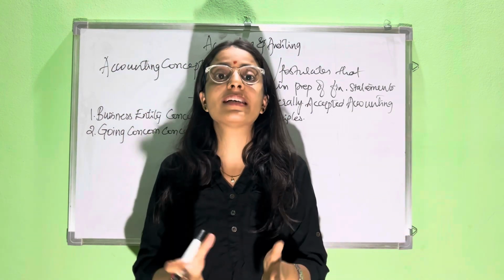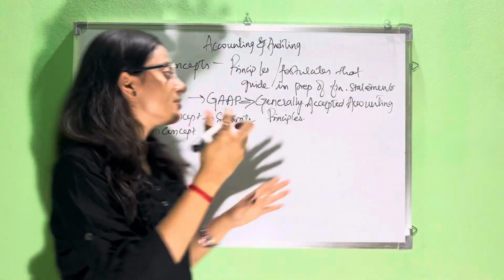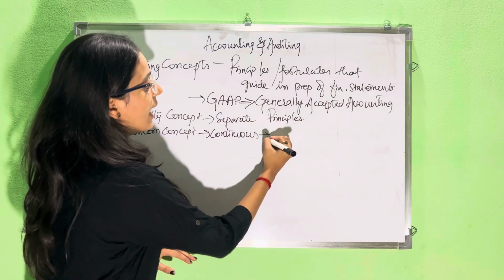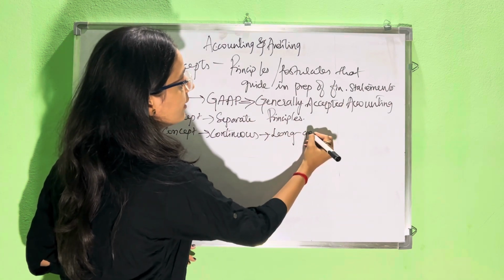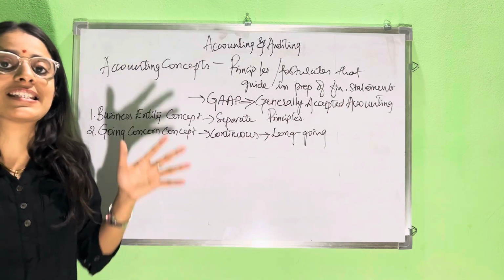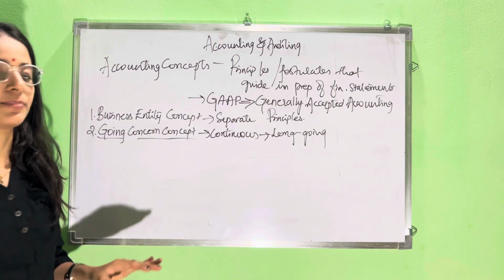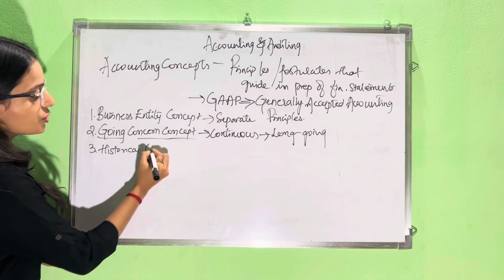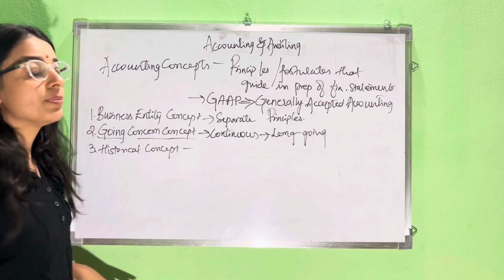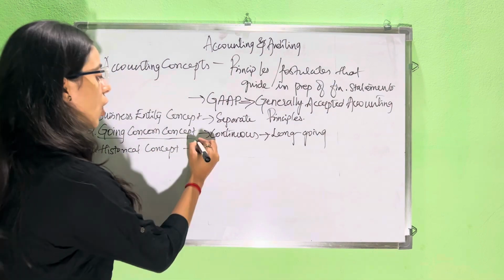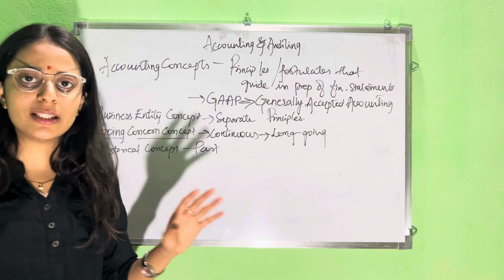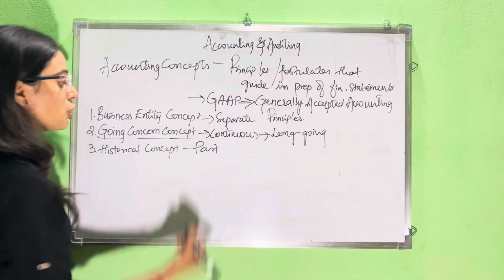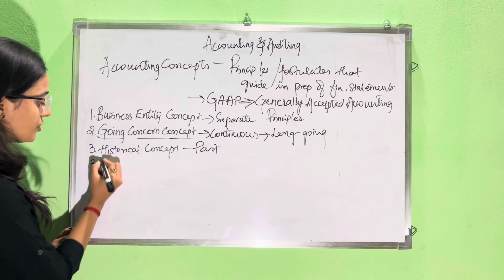But unless and until, we assume business is what? Continuous and long running, or a going business entity. So, going concern concept. And with that, we also have the historical concept, which means that we record all the data on past information. All the past information is recorded. The transactions are recorded based on past information. So, historical concept.